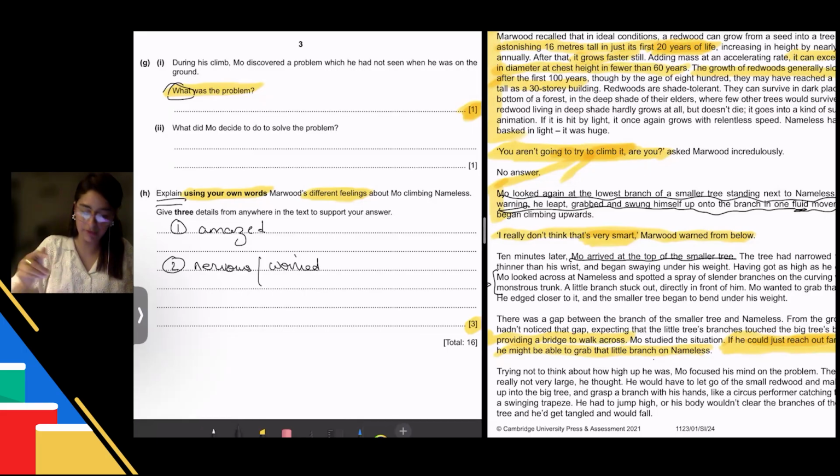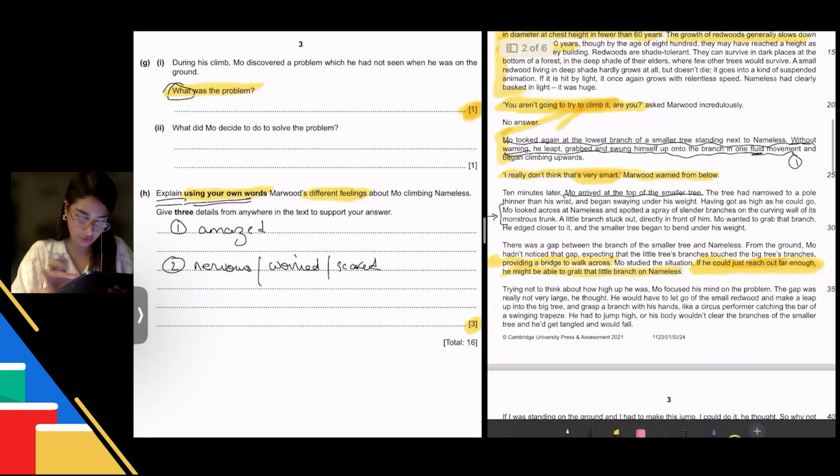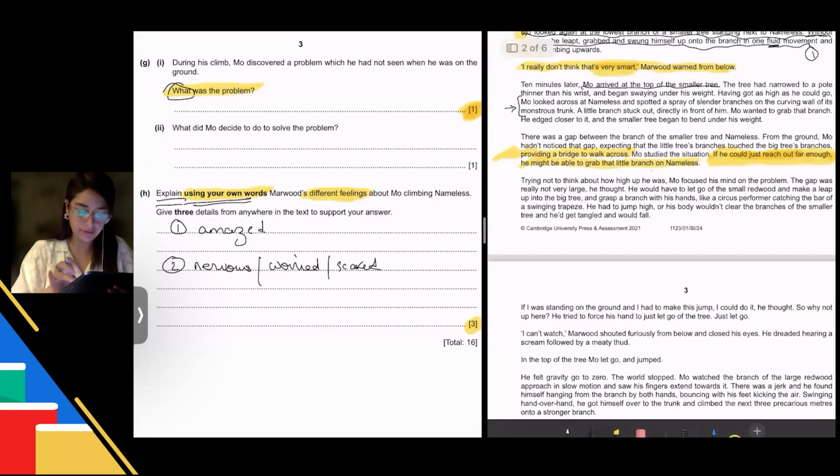So definitely not something that Marwood agrees with. So scared as well is something that we could use. So all of the synonyms that come to your mind, pick one and highlight that because you are, again, using your own words. Moving forward, now there's quite a lot of feelings that Marwood shares when it comes to the idea of Mo trying to climb the tree.